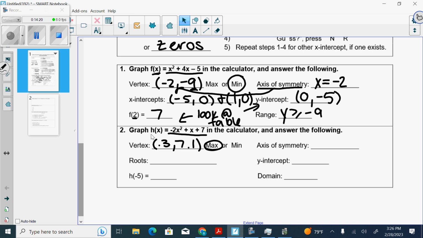All right, so axis of symmetry. We said the axis of symmetry is always x equals whatever I had in my vertex. So what am I going to set my x equal to? Good, 0.3. X equals the x value that you just found, okay? All right, then it wants the roots. Well, roots mean the same thing as zeros or x-intercepts, good.